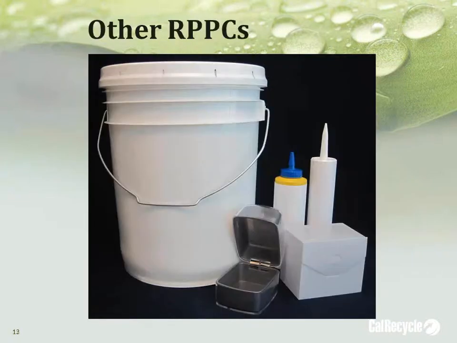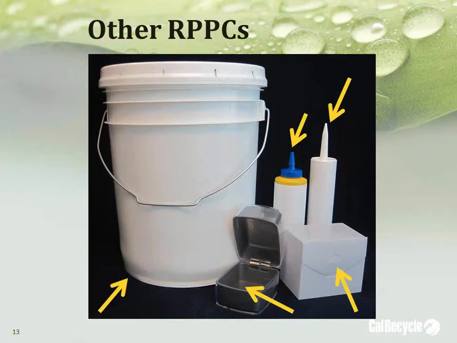These are some examples of regulated containers that may need further clarification due to changes from previous RPPC regulations. Here you see a 5-gallon bucket with a lid and metal handle, a gray plastic box with metal hinges, a rectangular collapsible box, one tube that opens and closes, and one tube that is sealed during the manufacturing process.